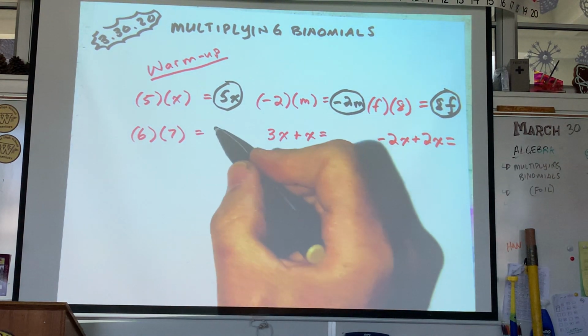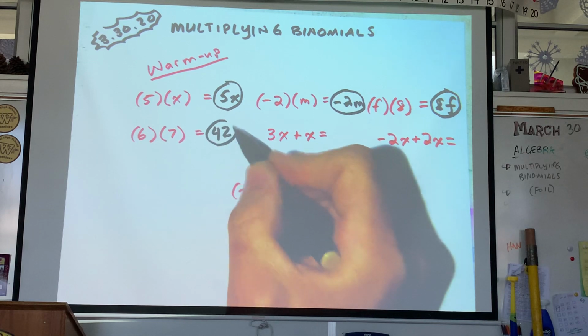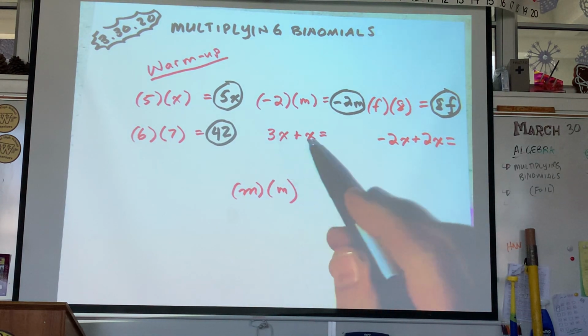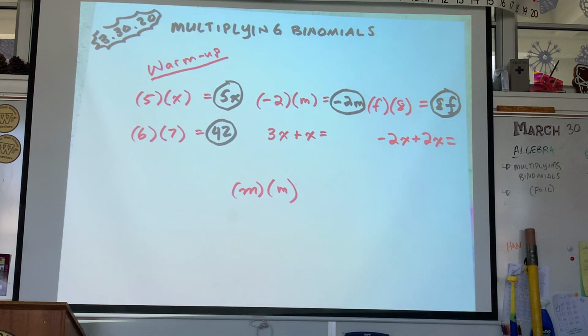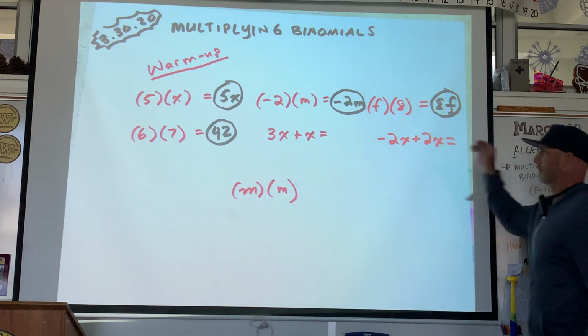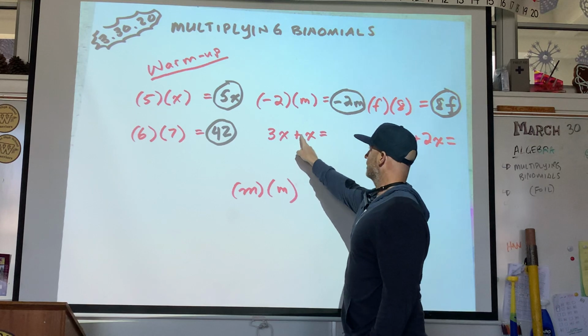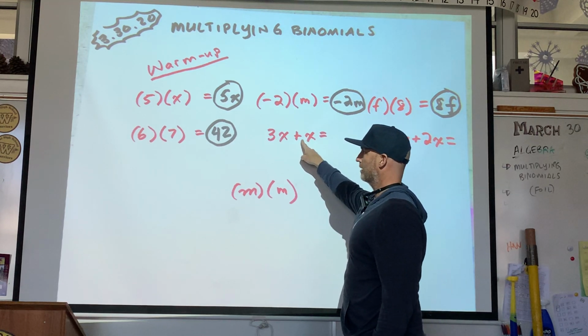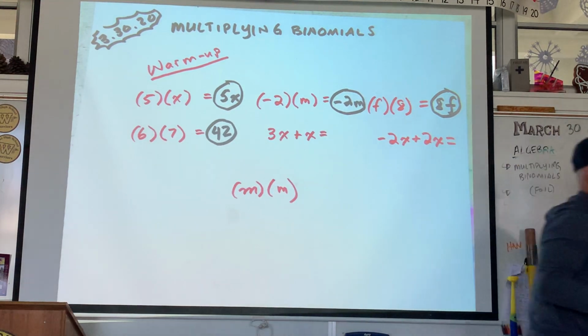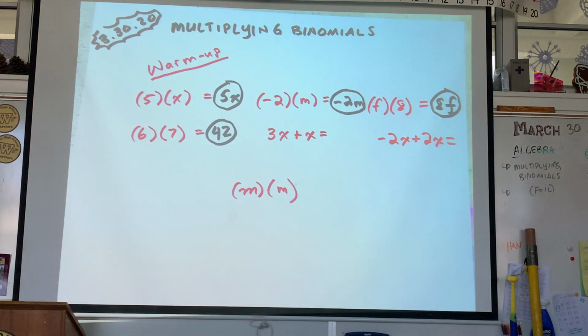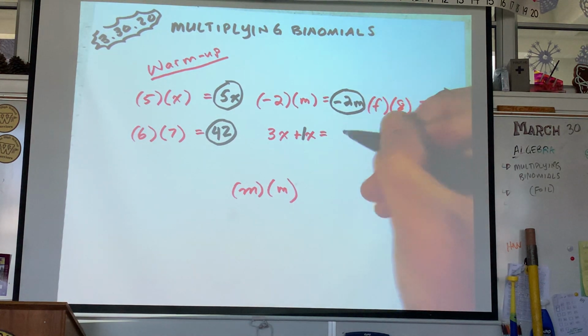6 times 7 is 42, okay? 3x plus 1x. This is not multiplying. There's an addition sign here. So we're going to add our ninja 1 right there. These are like terms, so we're just going to add them. 3x plus 1x is 4x.